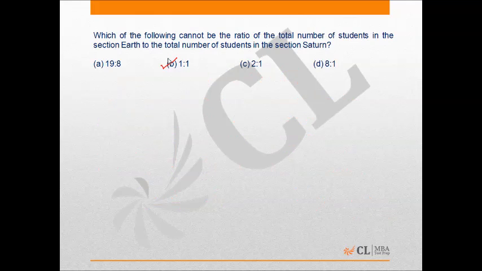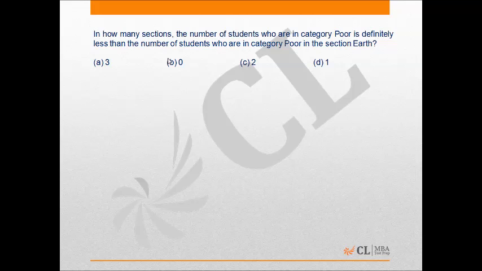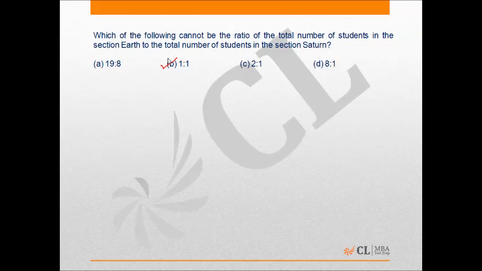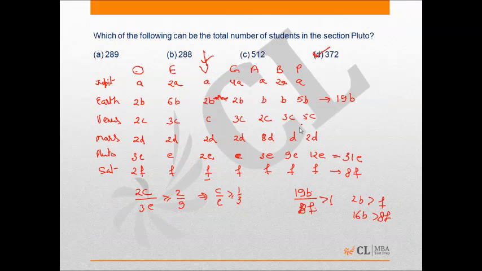Clear? Second says, in how many sections is the number of students in category poor definitely less than the number of students in category poor in section Earth? So let's see again. I know that for very good category this is the maximum. I need to check for poor category now. Now compare this. I know that 2B is more than A. So if 2B is more than A, 5B is definitely more than A. That means Jupiter category for poor has to be less than Earth category for poor. That means this is one of the cases.